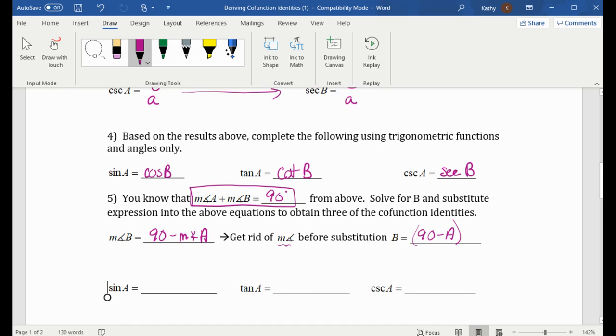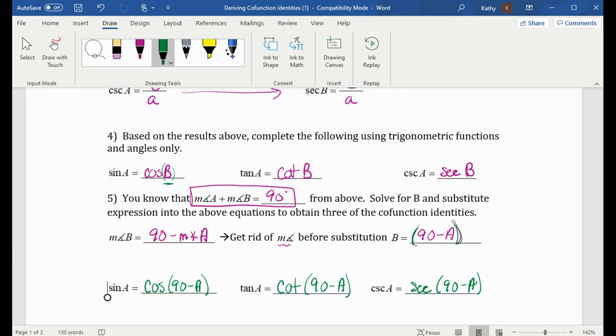So the sine of A, up here, sine of A was equal to the cosine of B. We're going to take B and replace it with 90 minus A. So sine of A is equal to the cosine of 90 minus A. Tangent of A, a reciprocal function with cotangent but now a cofunction as well, is equivalent to cotangent of 90 minus A. And finally, cosecant of A is equivalent to the secant of 90 minus A. So in all three of those, we replaced angle B with the expression 90 minus A.